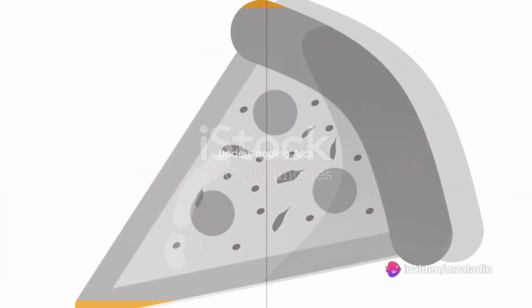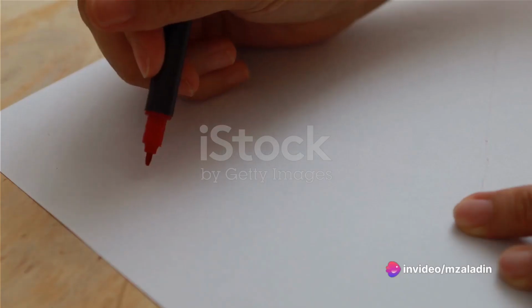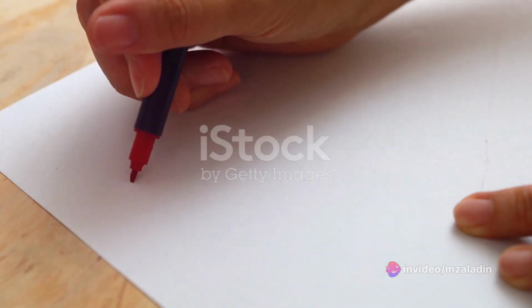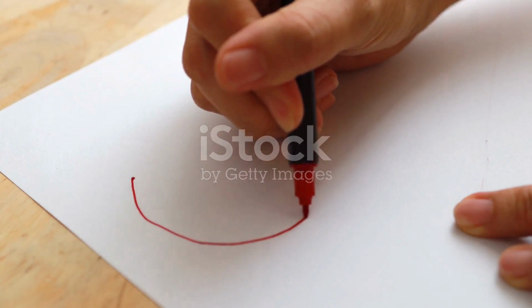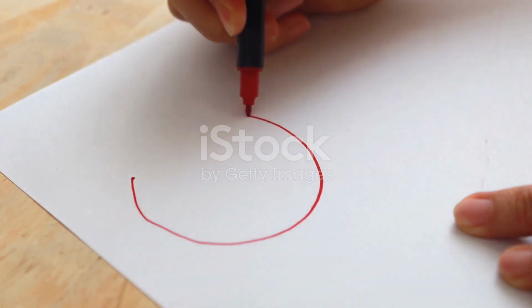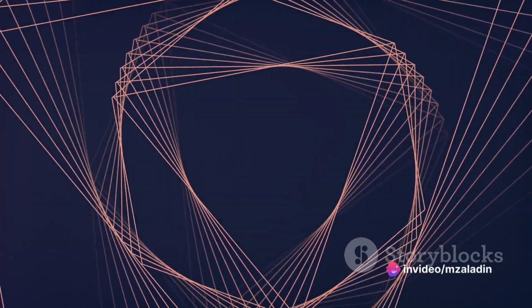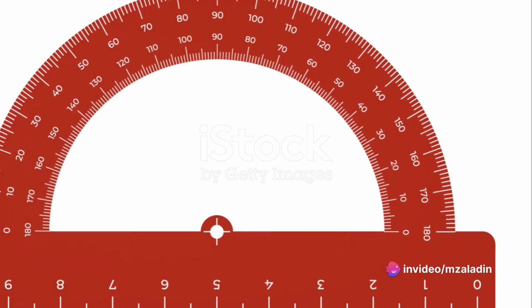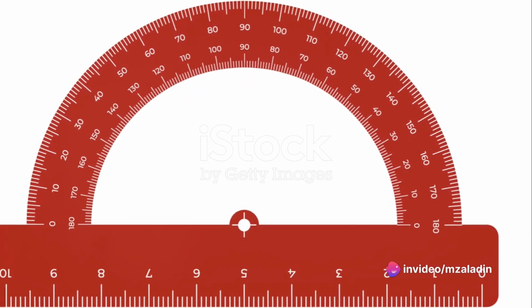Picture a slice of pizza. That curved edge, that's an arc. Now let's dive into the world of arcs. An arc is a portion of the circumference of a circle. Imagine you're drawing a circle and stop midway. That line you've drawn, my friends, is an arc. It's like a piece of the circle's edge. Let's talk about the properties of an arc.